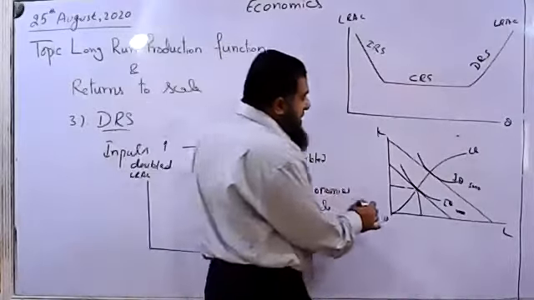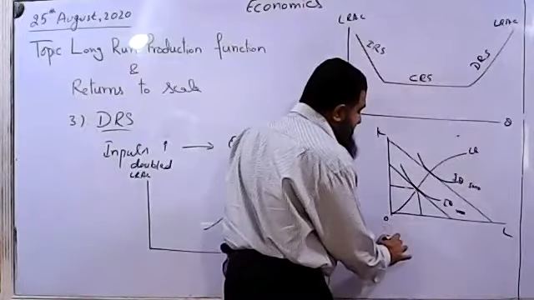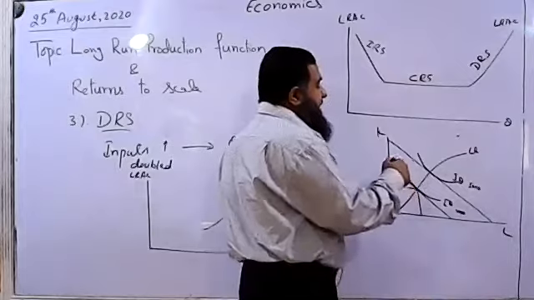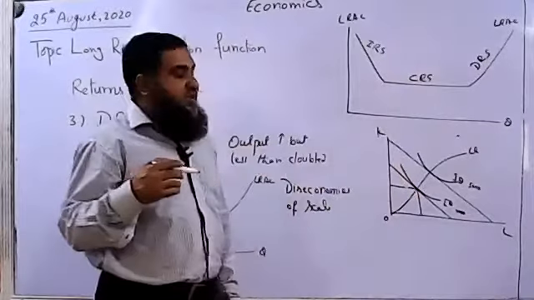And during the long run, what happens? The slopes of the isocost lines are equal to the slopes of the isoquants.